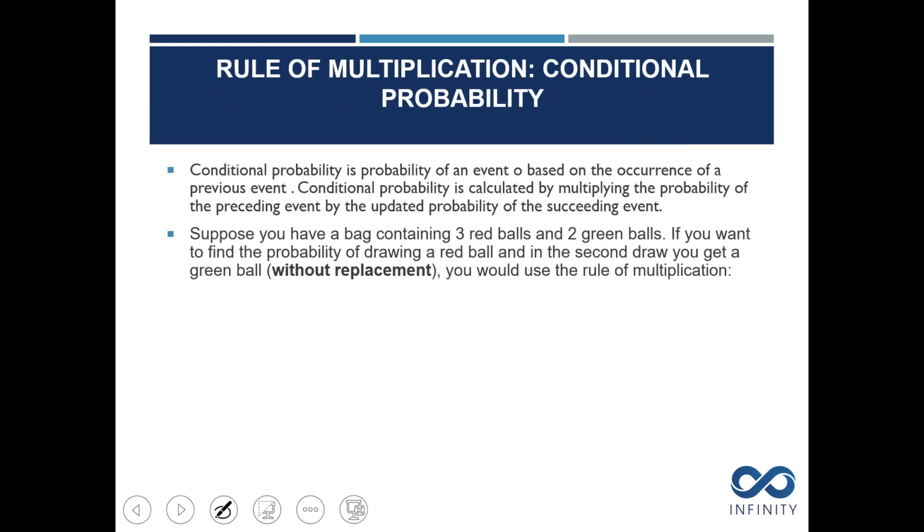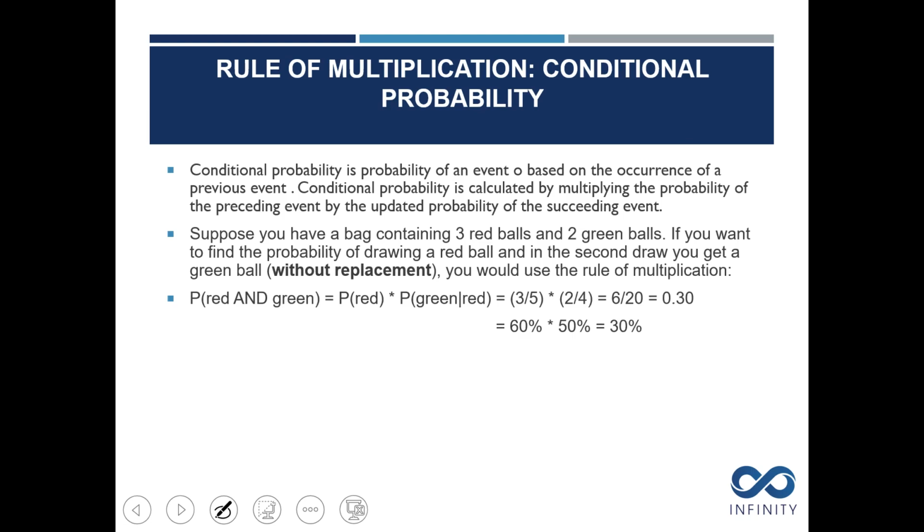And the rule of multiplication we can also use to calculate conditional probability. What is conditional probability? Conditional probability of an event is based on the occurrence of a previous event. Or we can say, what's the probability of event B happening after event A has occurred. So how will you calculate it? Conditional probability is calculated by multiplying the probability of the preceding event by the updated probability of the succeeding event.